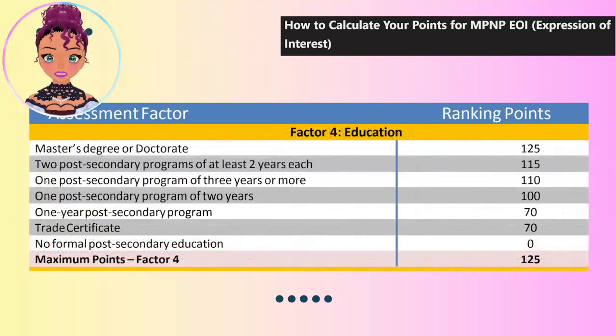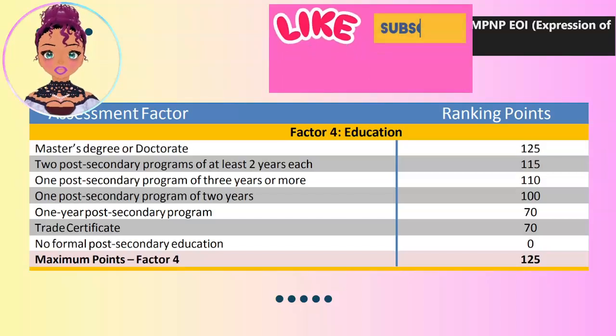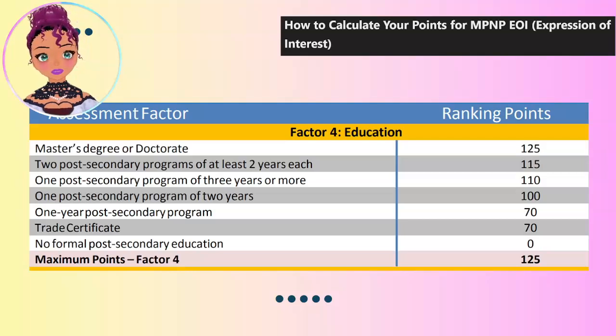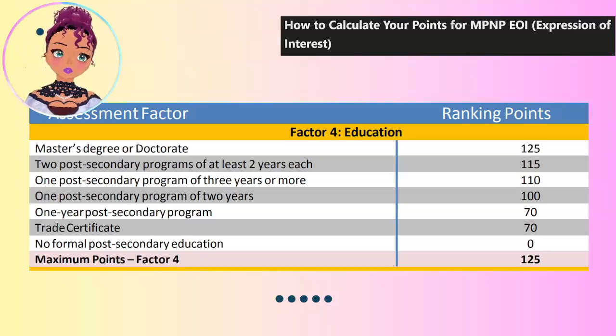Next factor has to do with education. Points are based on the highest level of education that you have completed at a recognized educational institution for which you have received a certificate, a diploma, or a degree. For the MPNP, these credentials don't necessarily need to be assessed. You will still be allocated your points even if those credentials are not assessed.